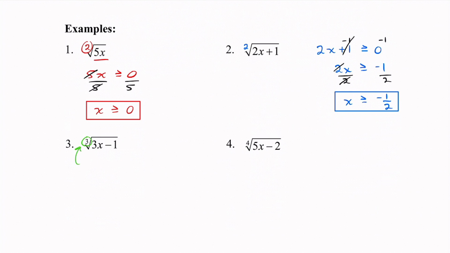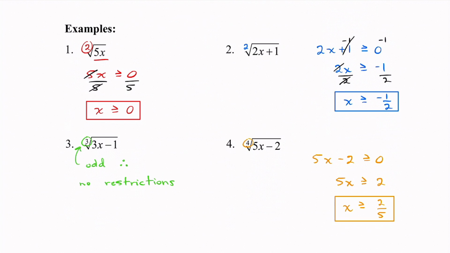Looking at number 3 here, the index on this one is odd. So remember we said up top, if that is odd, then there are no restrictions. And lastly, number 4, now the index is a 2, so that's even, so we're going to have to take the radicand, 5x minus 2, and this has to be non-negative, so it's got to be greater than or equal to 0. Add 2 onto both sides, so we get 5x is greater than or equal to 2, and then divide both sides by 5, so we get x is greater than or equal to 2/5.